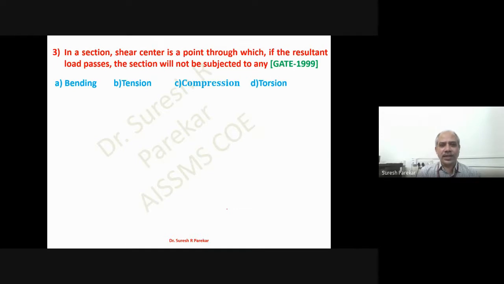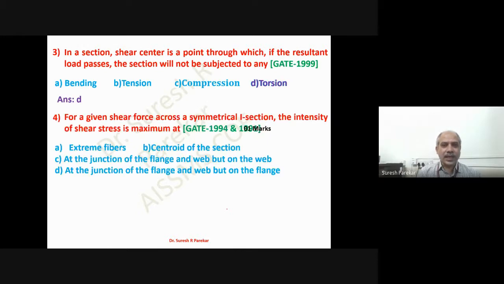Then the next statement. Shear center is a point to which, if the resultant load passes, the section will not be subjected to any torsion. So when your load passes through the shear center, the torsion moment is 0. For a given shear force across a symmetrical I section, the intensity of shear stress is maximum, obviously symmetrical, at the centroid of the section.